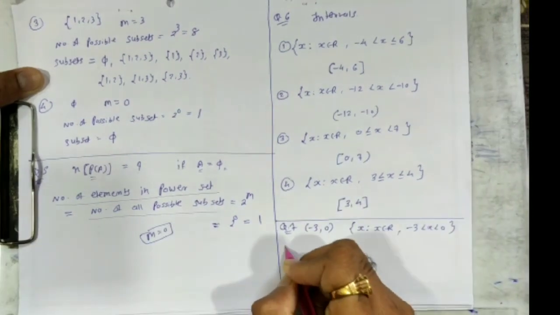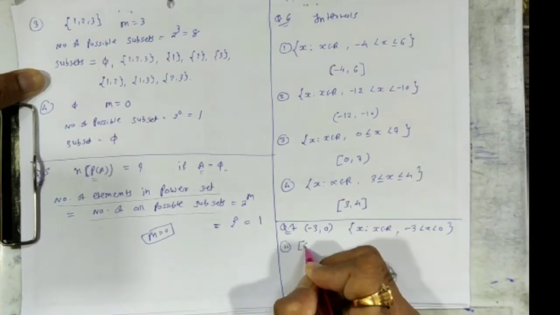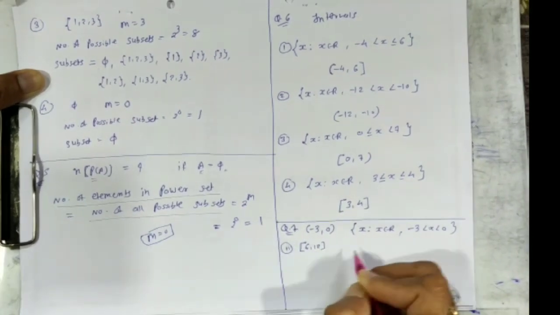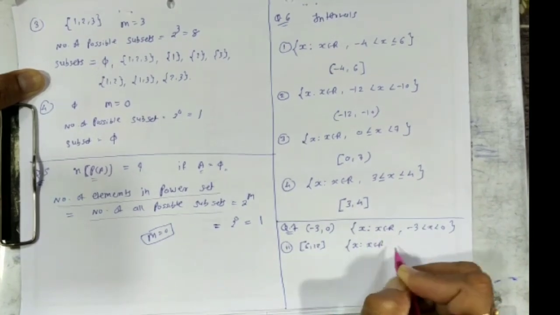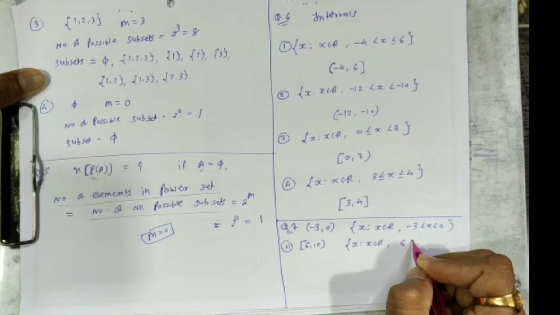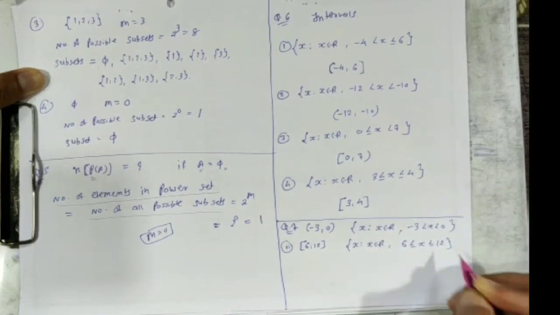ये आपका 1 था. सेकेंड नंबर, यहाँ पर आपको लिखना है क्लोज इंटरवल 6 to 12. सो क्या होगा, x where x belongs to R, 6 less than or equal to x less than or equal to 12. क्लियर?